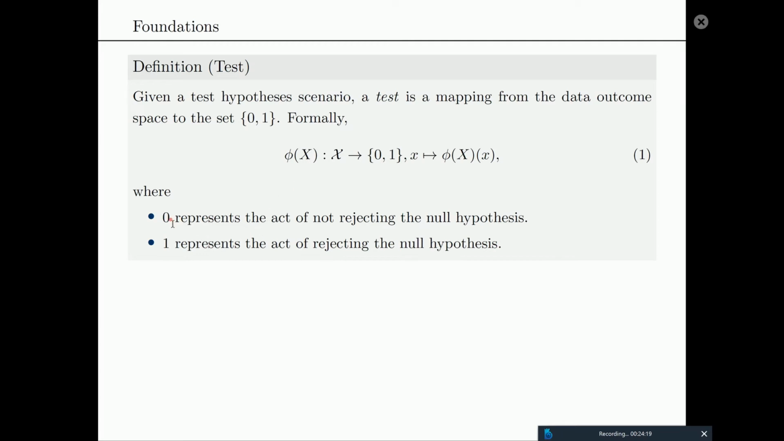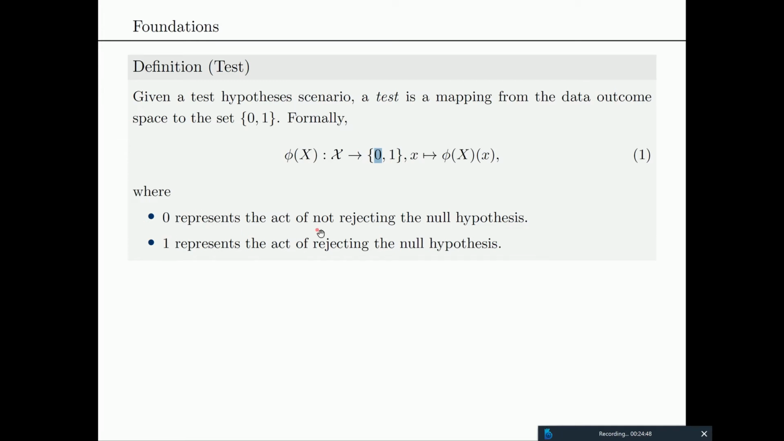And 0 in this case, so the test outcome 0 represents the act of not rejecting the null hypothesis, and 1 represents the act of rejecting the null hypothesis, which is the same as accepting the alternative.